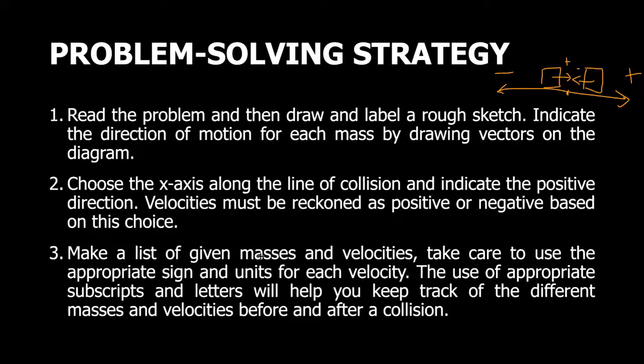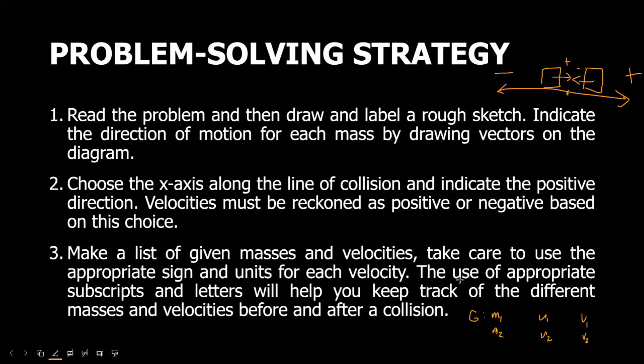Number 3, make a list of the given masses and velocities. Very important to list the givens, like m sub 1, m sub 2, initial velocities u sub 1, u sub 2, then v sub 1 and v sub 2, whichever are given. Take care to use the appropriate sign and units for each velocity. Again, based on the sign convention you used, that will be the sign of the given velocities.